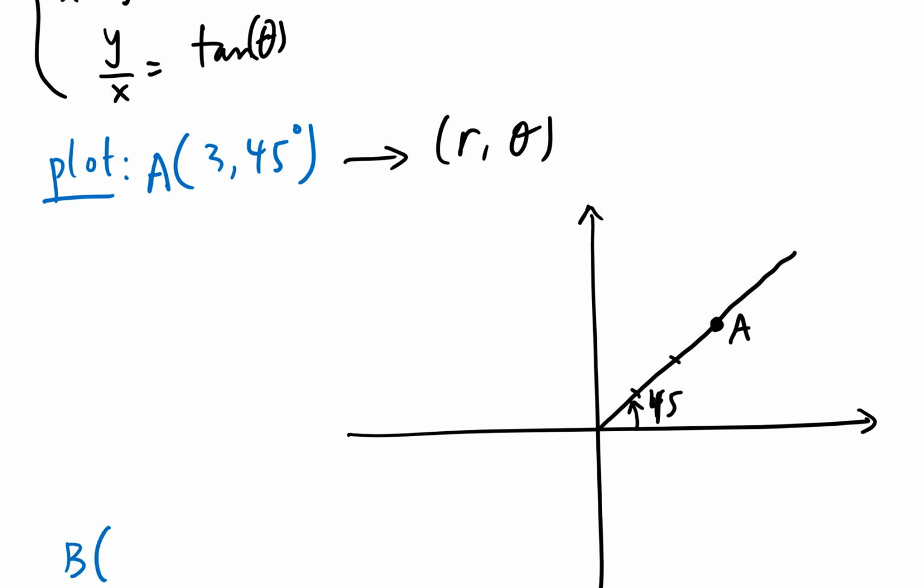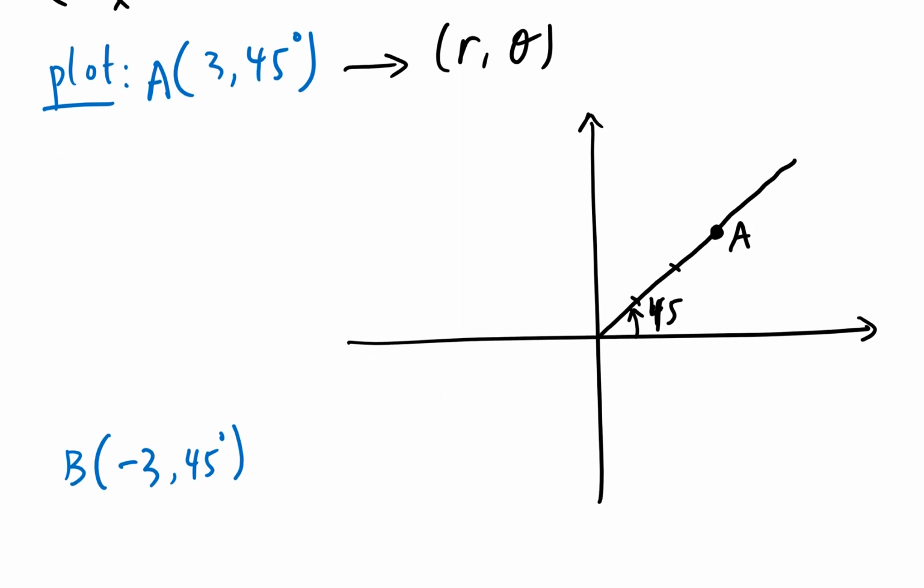If they give us a point B, let's say negative 3, comma, 45. Then the way it works, again, you start with 45, the one we drew earlier, and then negative 3. This axis is like the positive x-axis, so its negative would be the other side. So you would go the other side 3 steps, and that's where B is located.